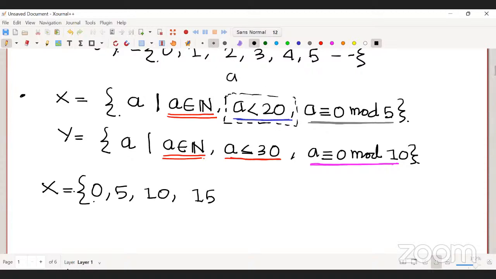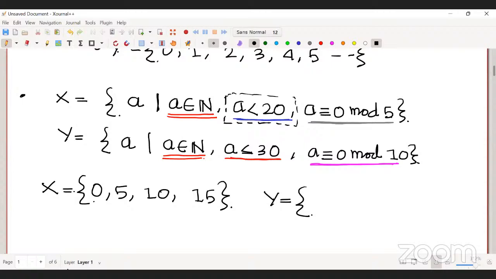Okay, if I take A to be 20, then 20 is not less than 20. So 20 doesn't satisfy the second condition, so I cannot take 20 as an element of X. So my X is 0, 5, 10, 15. Okay, this is my X. And what about Y?